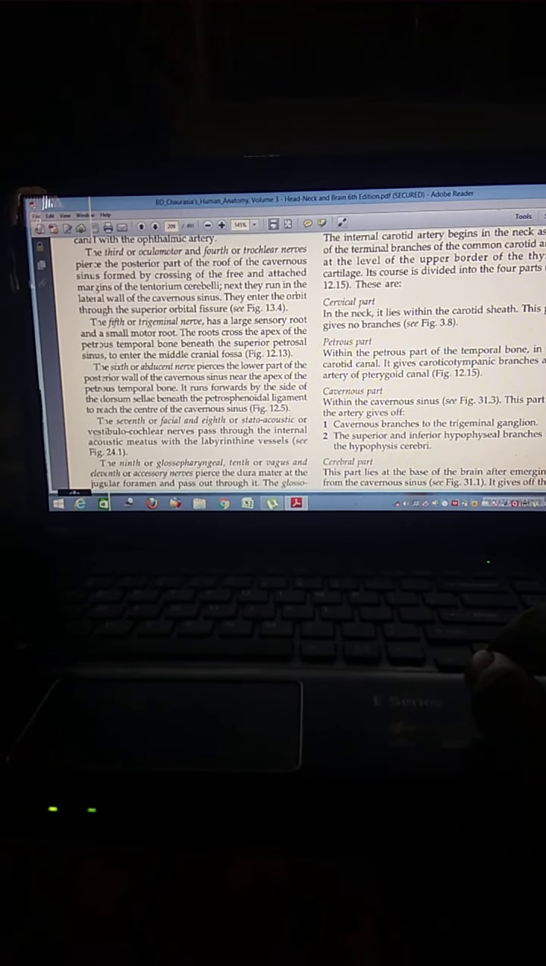The second or optic nerve passes through the optic canal. The third, oculomotor, and fourth, trochlear nerves pierce the posterior part of the roof of the cavernous sinus. The fifth, trigeminal nerve, has a larger sensory root and a small motor root, and the sixth, abducent nerve, pierces the lower part of the posterior wall of the cavernous sinus. The seventh or facial and eighth or vestibulocochlear nerves pass through the internal acoustic meatus. The ninth glossopharyngeal, 10th vagus, and 11th accessory nerves pierce the dura at the jugular foramen.